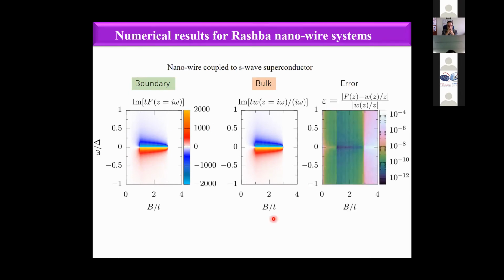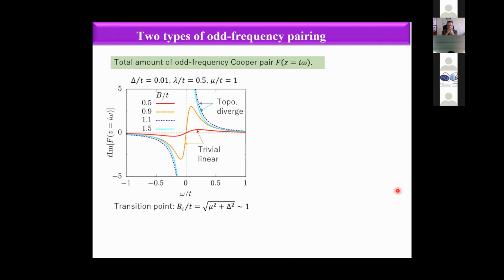And actually we have checked with quite high accuracy the new bulk boundary correspondence numerically. Because this value and the difference between these values are very, very small, as seen from this graph. So then let's go to the next part. How about the frequency dependence of induced odd frequency pairing?